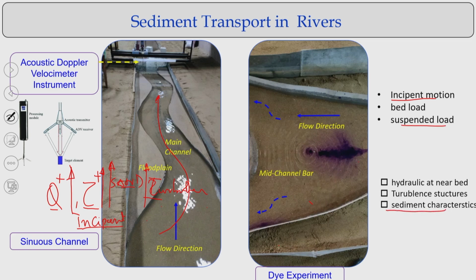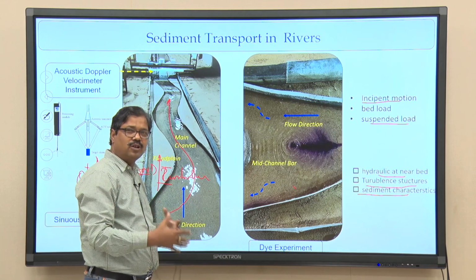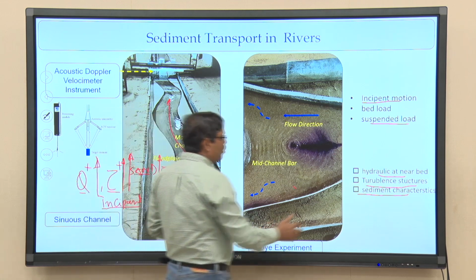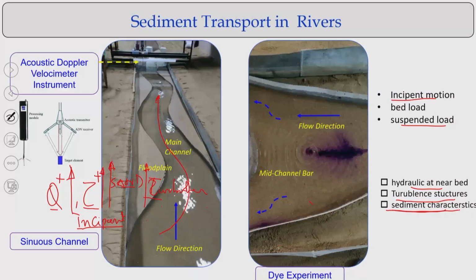It depends upon three considerations: the flow properties and hydraulics at near-bed conditions, the turbulent structures, which we will not go into in detail here, and also the sediment characteristics, like D50 and the weight of the sediment particles. All of these decide how bed load and suspended load behave as the discharge and bed shear stress increase.